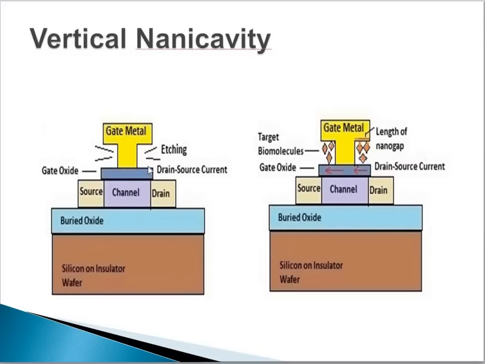The first structure is for when air is present in the nanocavity, and the second structure is when the biomolecule is introduced or entered in the cavity region. This nanocavity is formed by the thin film deposition and the wet etching process. This vertical nanocavity structure is preferred due to its low cost, high sensitivity and high selectivity.